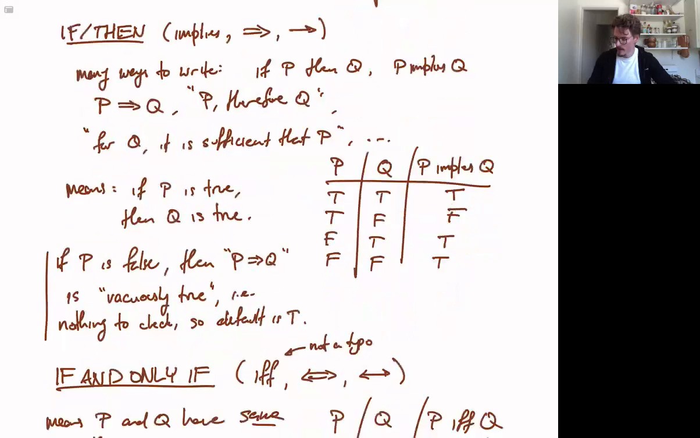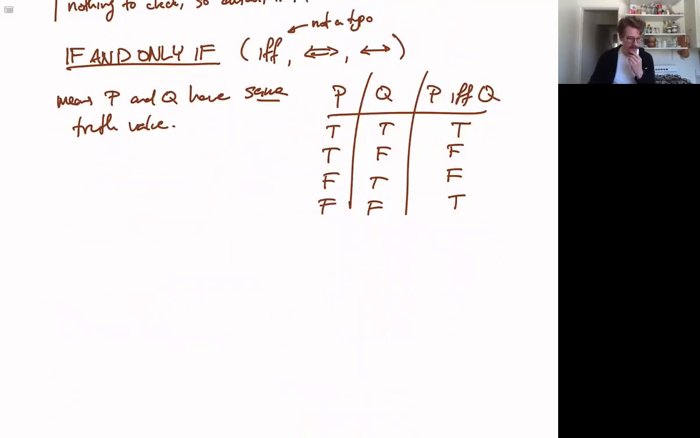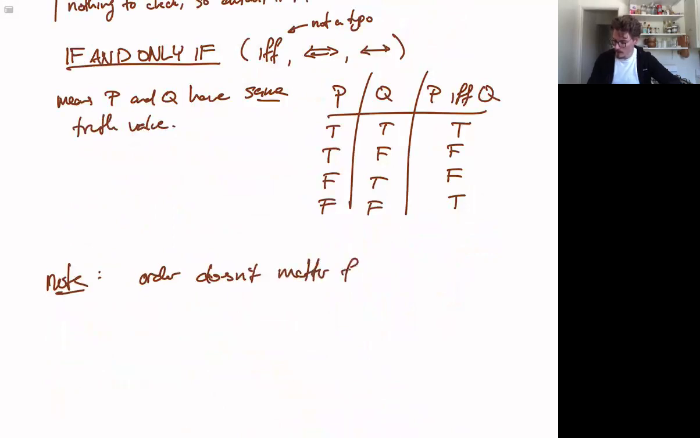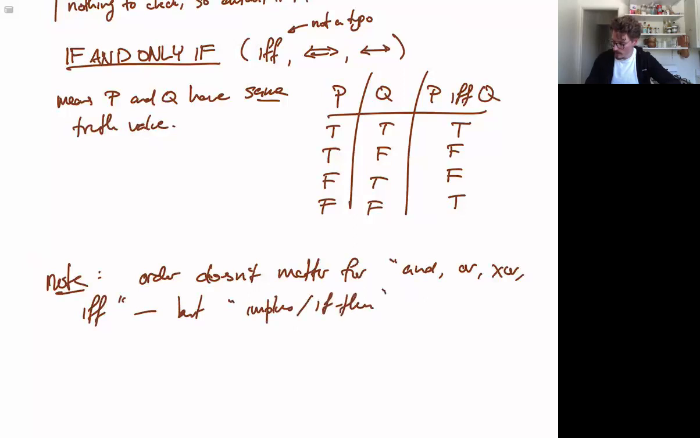So let's actually return to this implies, or let me make a note. The order of the propositions doesn't matter for and, or, XOR, and if and only if, right? For all of these ones, it doesn't matter what order you put P and Q in, but implies, or if-then, it does matter.